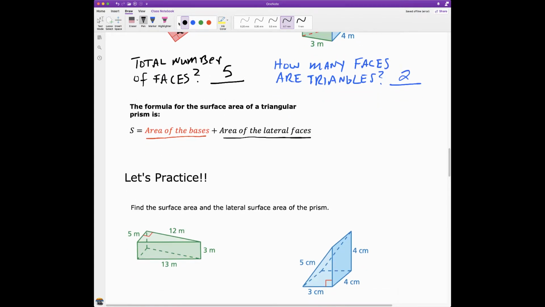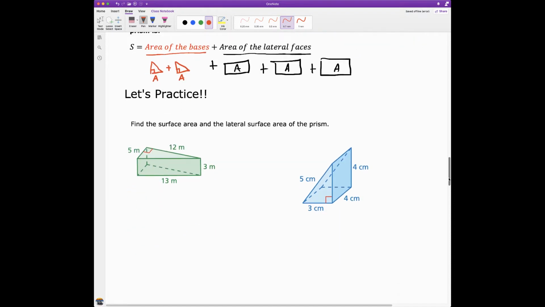So the bottom line is I'm going to find the area of 2 triangles. So I find the area of a triangle plus the area of a triangle plus the area of a rectangle plus the area of a rectangle plus the area of a rectangle. Okay, and I can put little A's in here to represent the area. Since my triangles are so small, I'll put an area down here to represent those areas. Okay, so this is how we will find the surface area of a triangular prism.